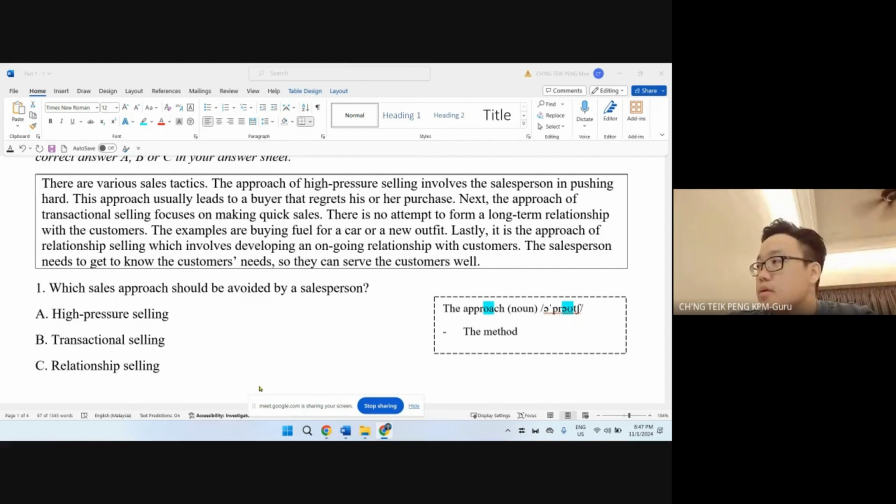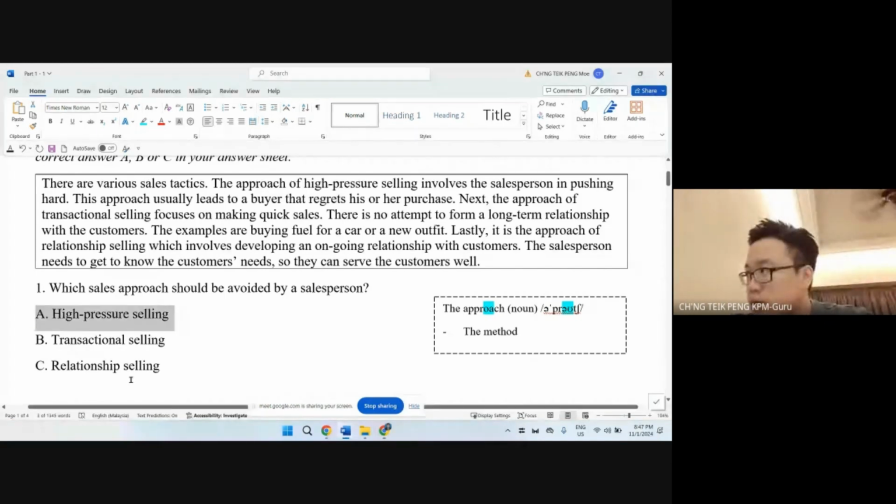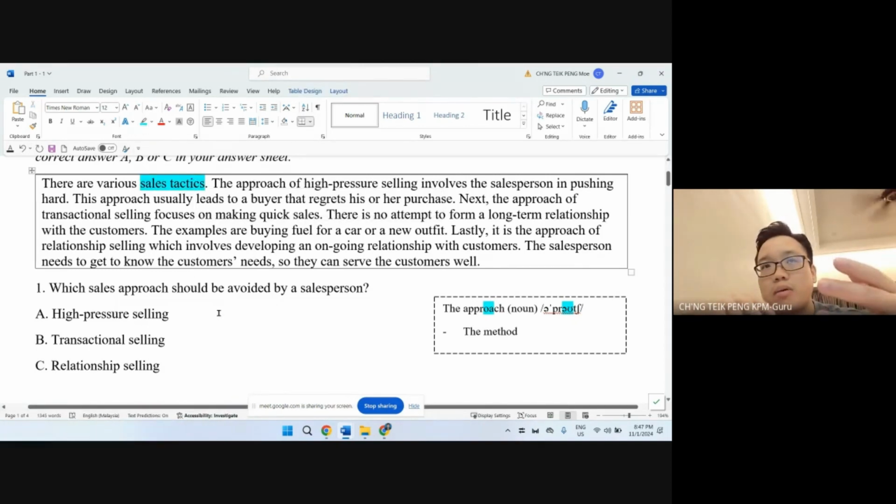Okay, very good. So let me explain the vocab, and then all of you need to put your answers on the chat box, yeah? So maybe you can put your answers on the chat box first. What is the answer to question number one? Okay, A, B, or C? Okay, put your answers on the chat box first, all right? So there are various sales tactics, okay? Various sales tactics. So this text is about sales tactics, okay? It's about the tactics we sell things.